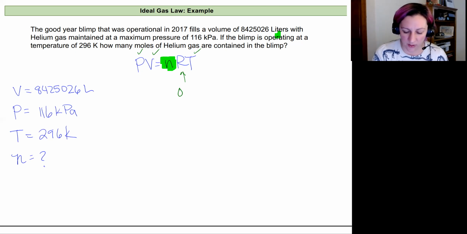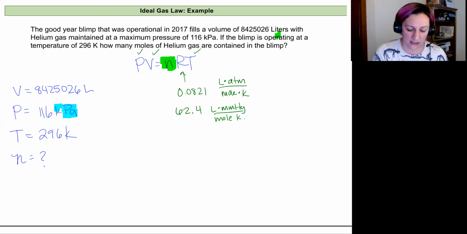R is always going to be 0.0821 liters times atmospheres divided by moles Kelvin, or it's going to be 62.4 liters times millimeters of mercury divided by moles Kelvin. And so that'll be our R value, and we'll choose which one based on the pressure. Our pressure units are in kilopascals, which really aren't atmospheres or millimeters of mercury. So we're going to need to convert into one of these.